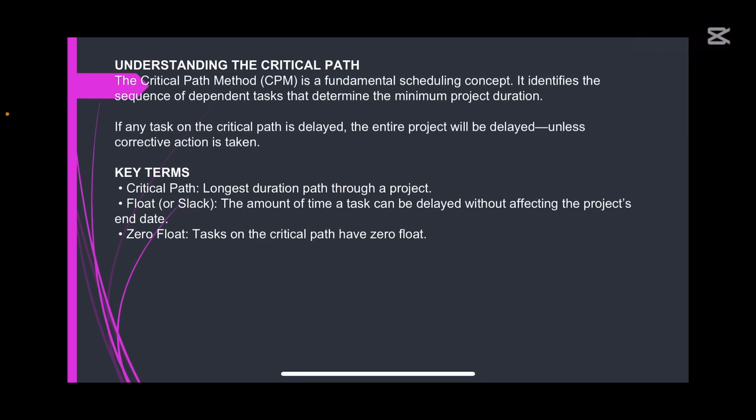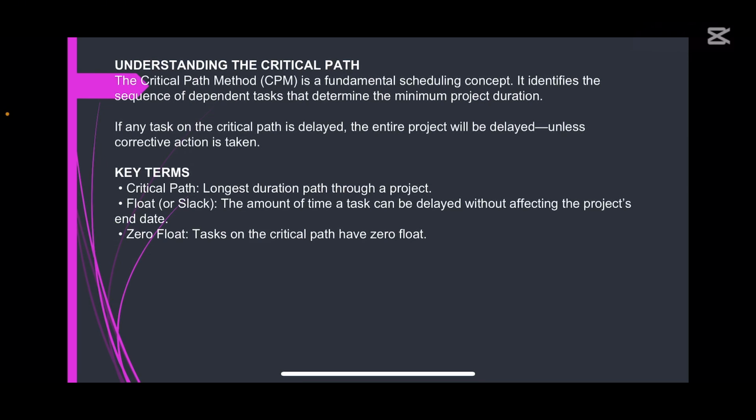Okay, I'm back now. The critical path method is a fundamental scheduling concept. It identifies the sequence of dependent tasks that determine the minimum project duration. If any task on the critical path is delayed, the entire project will be delayed unless corrective action is taken.